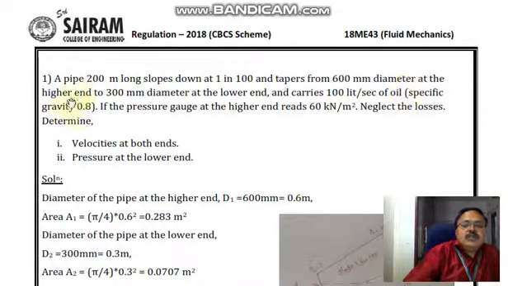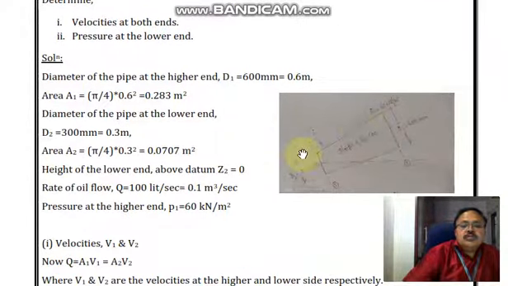is given that the specific gravity of the oil is 0.8. If the pressure gauge at the higher end reads 60 kilonewton per meter square, neglecting the losses, you are asked to determine what will be the velocity at both the ends and the pressure at the lower end. So here, this is the higher end and this is the lower end.